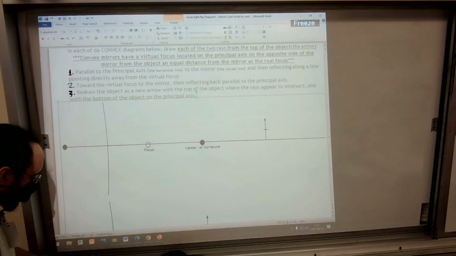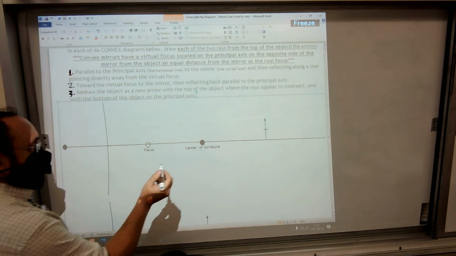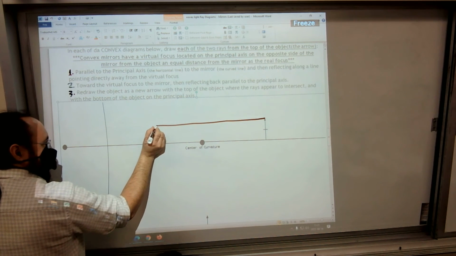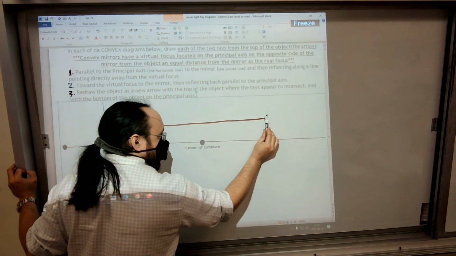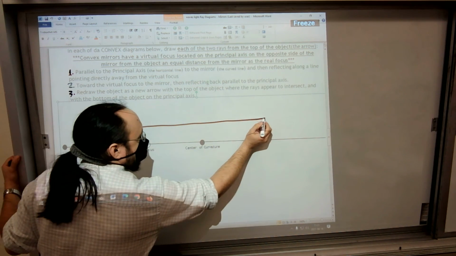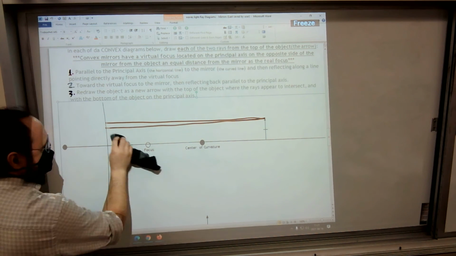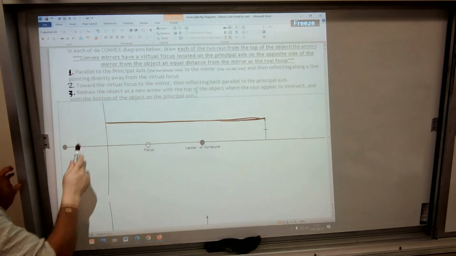Well, there are only 2 rays here. The third step is the arrow. So the first ray is just like before. They all start from the top of the arrow, the top of the object there, and go parallel to the principal axis to the mirror. I still messed that up. That's nowhere near here. I'll do it right. Okay. And then reflecting, pointing directly away from the virtual focus. So you got to read these instructions.